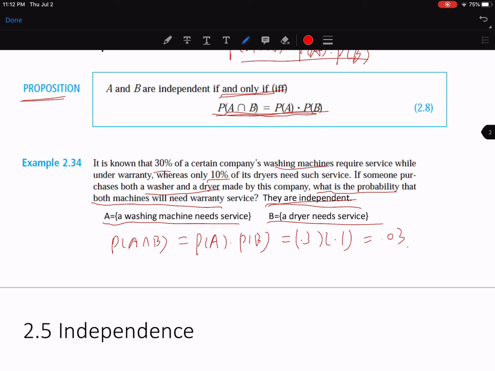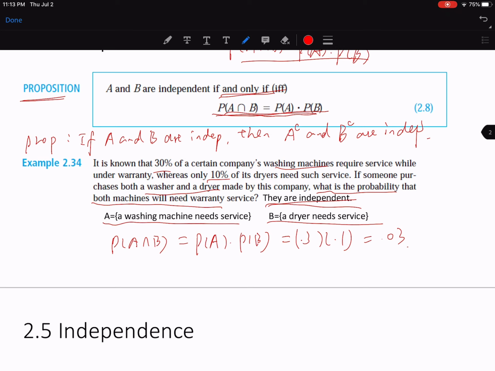And actually, there is another proposition I would like to mention. If A and B are independent, then A complement and B complement are independent.